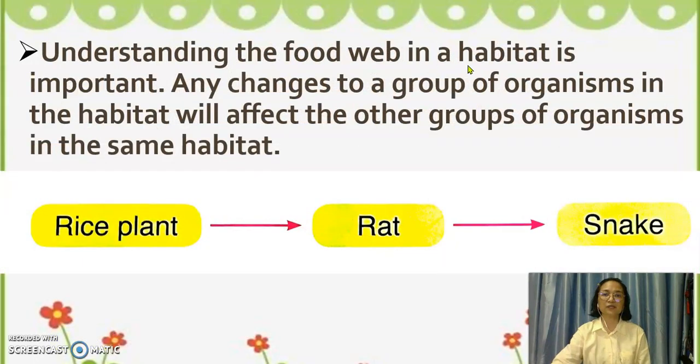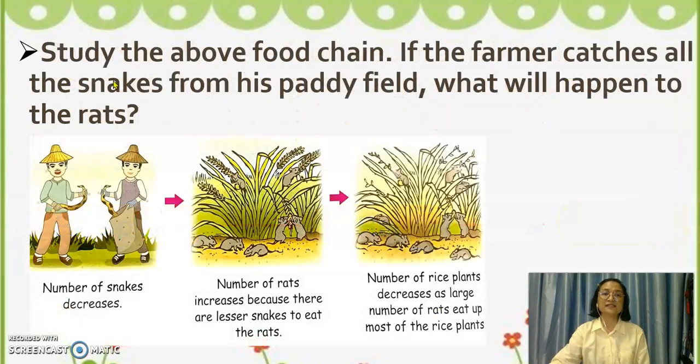Understanding the food web in a habitat is important. Any changes to a group of organisms in the habitat will affect the other groups of organisms in the same habitat. Rice plant, rat, snake. Study the above food chain. If the farmer catches all the snakes from his paddy field, what will happen to the rats?